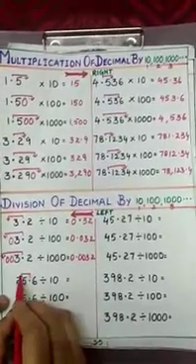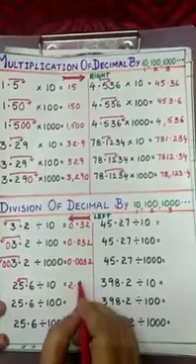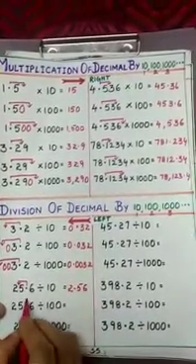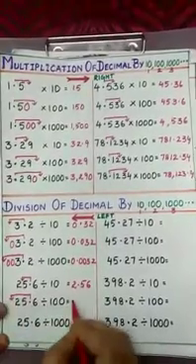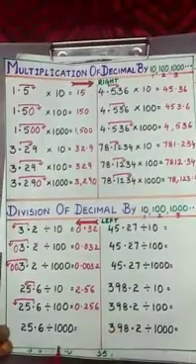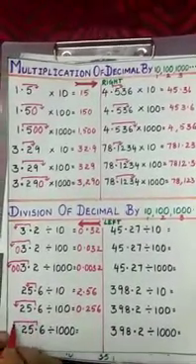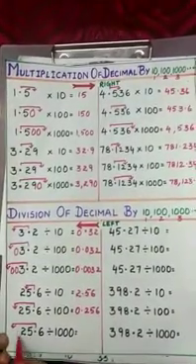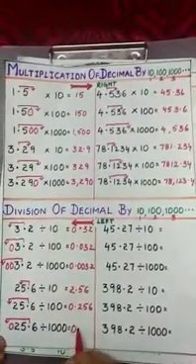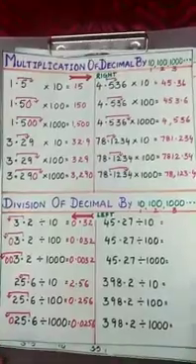Now next one, 25.6 divided by 10. Shift the decimal before one place. Answer is 2.56. Now the same number, if you divide by 100, shift the decimal before two places, then we get 0.256 as the quotient. Now the same number, if you divide by 1000, you have to shift before 3 places. As we have only 2 places, insert the third place with 0. Then the quotient is 0.0256. Now come to a few more examples.